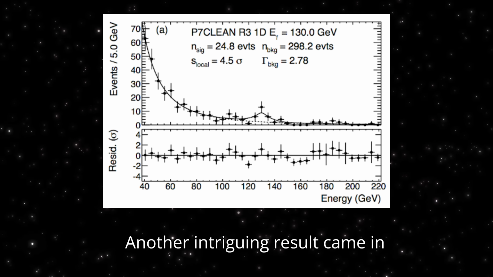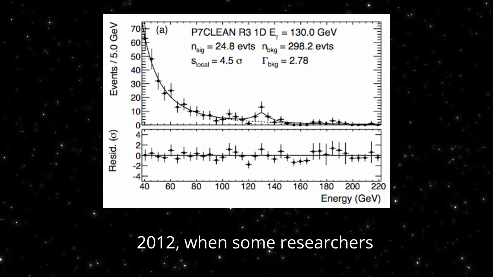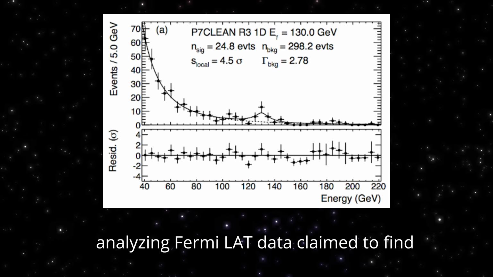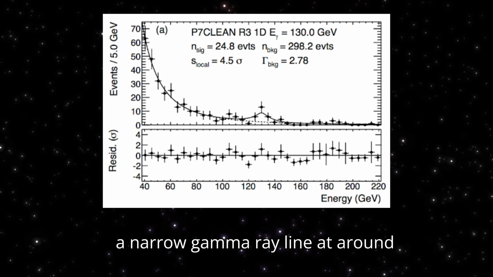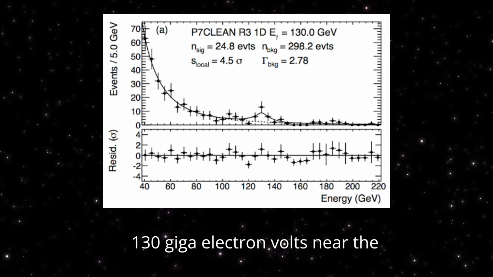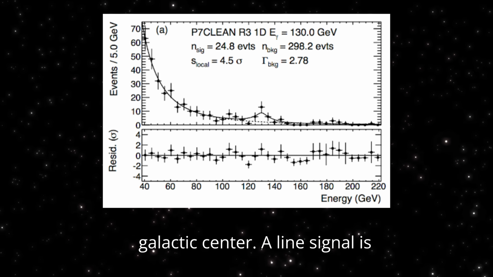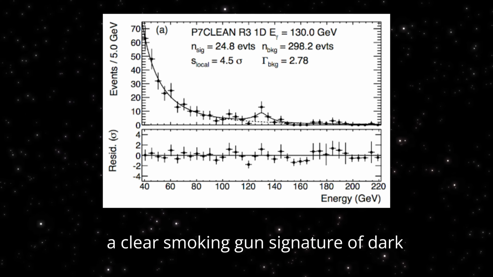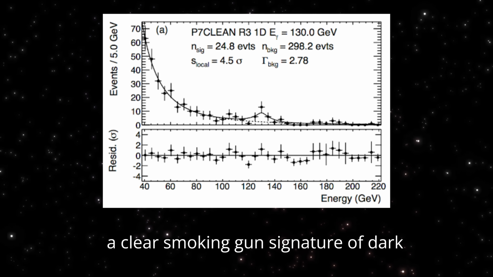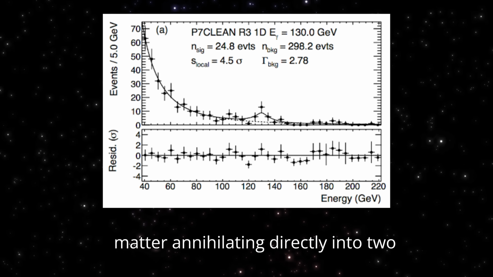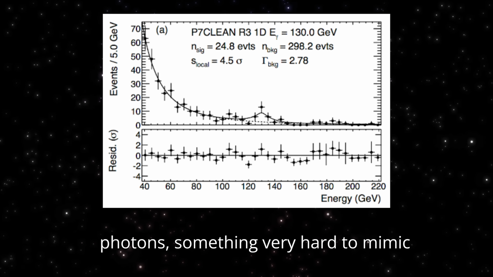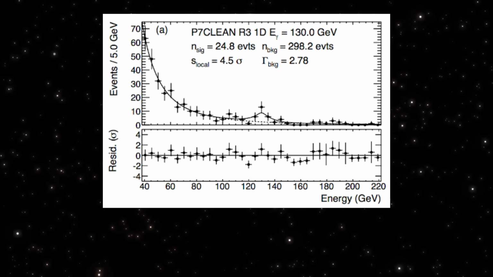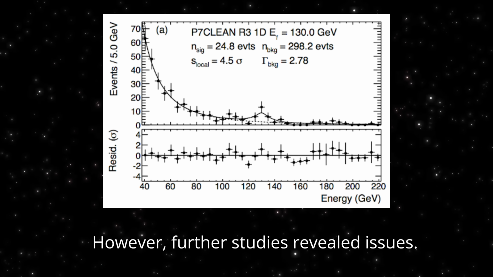Another intriguing result came in 2012, when some researchers analyzing Fermi-LAT data claimed to find a narrow gamma ray line at around 130 giga-electron-volts near the galactic center. A line signal is particularly exciting because it would be a clear smoking gun signature of dark matter annihilating directly into two photons, something very hard to mimic with ordinary astrophysical sources. However, further studies revealed issues.